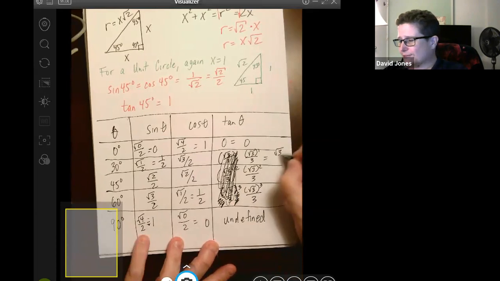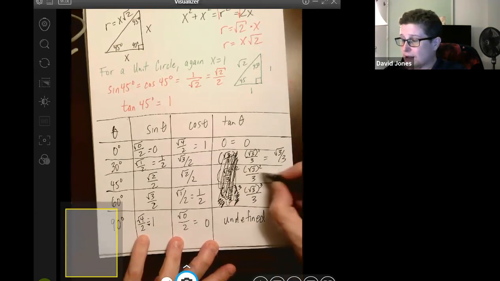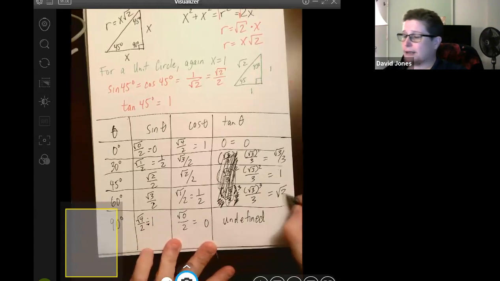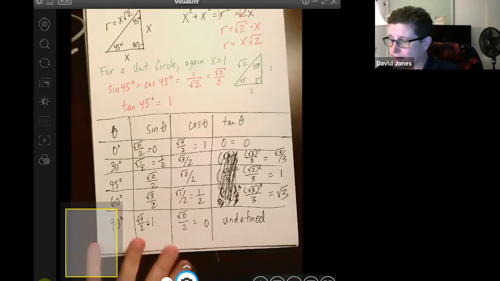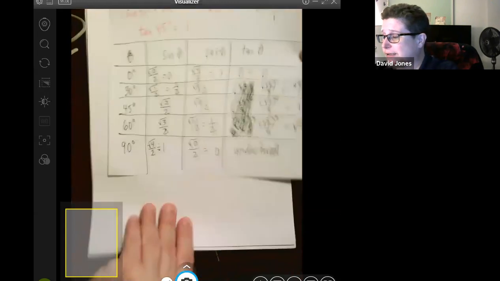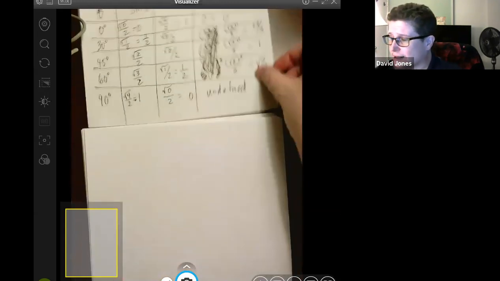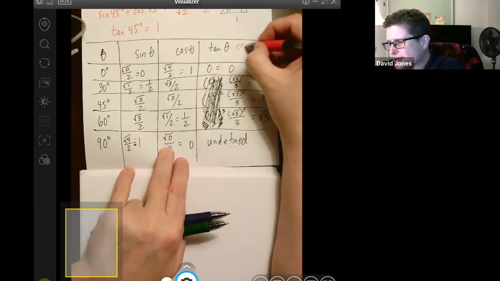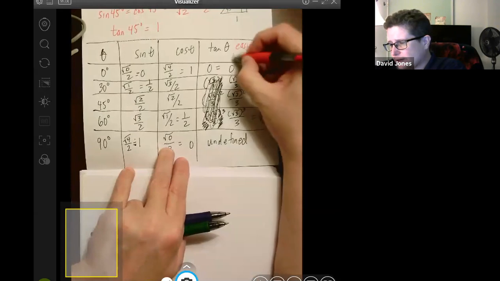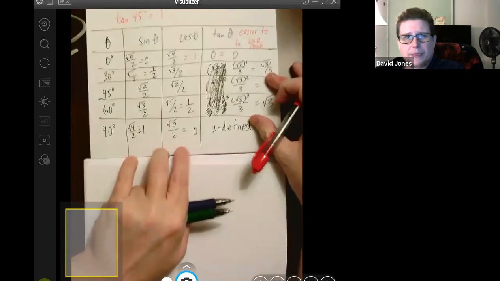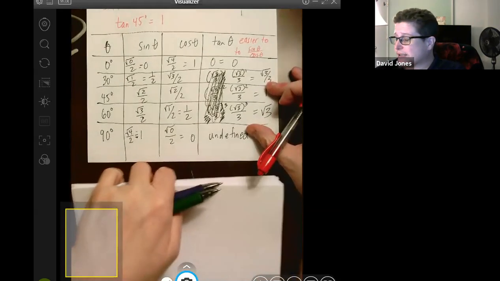This is root 3 over 3. This is root 3 squared is 3. 3 over 3 is 1. And this is 3 root 3 over 3, which is just root 3. So I'm going to rewrite that. I don't like that messy table on the right. Let's take a look at it. This is easier to remember. Easier to do sine over cosine. Okay? It's just a little bit of fraction division.